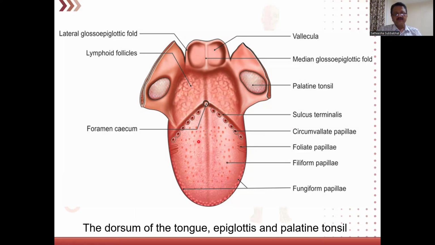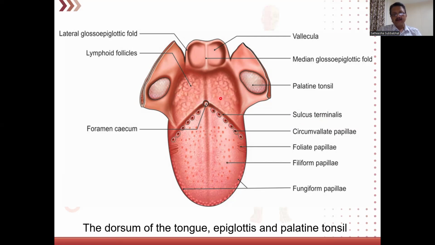Now, the dorsum of the tongue is further divided into anterior two-third and posterior one-third by means of an inverted V-shaped sulcus known as sulcus terminalis. So the anterior two-third is called oral part because it lies in the oral cavity proper, in other words, in the mouth. So that's why it's oral part. And the posterior one-third, it is in the oropharynx. That's why it is called the pharyngeal part.